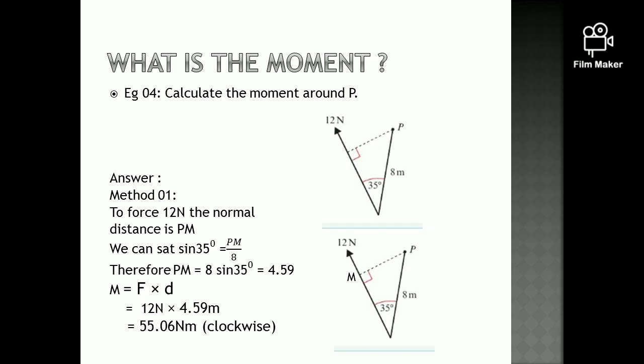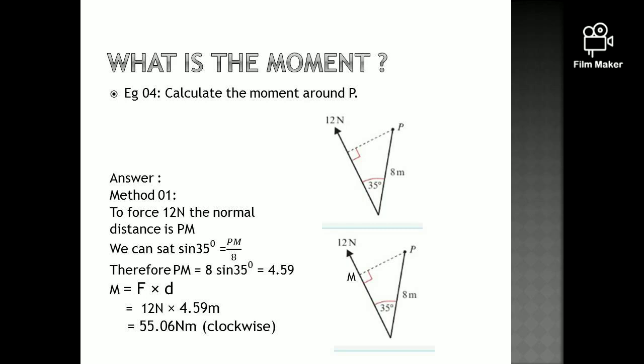This is another important question which most of the students struggle with. Here there is a force of 12 Newton and it has a marked distance of 8, but the distance 8 is not perpendicular to the force of 12 Newtons. According to this diagram, the perpendicular from point P to the 12 Newton force is the dotted line. Then there are two methods we can use. You can use any method you prefer. I will teach you the first method and the second method in the next slide.